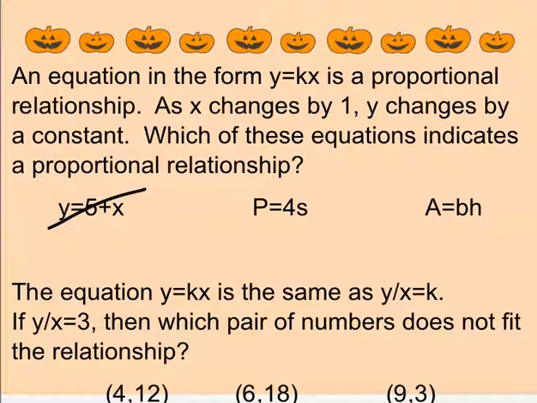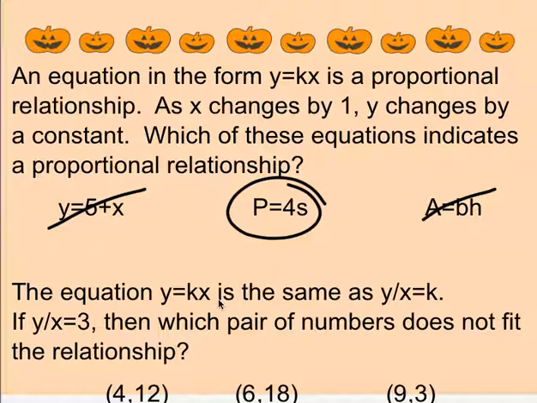Perimeter equals 4s. We have a constant of 4. It's going to go through the origin. It's going to be a straight line. That one works. Area equals base times height. Unfortunately, this one has 3 variables. So that one's not going to work.